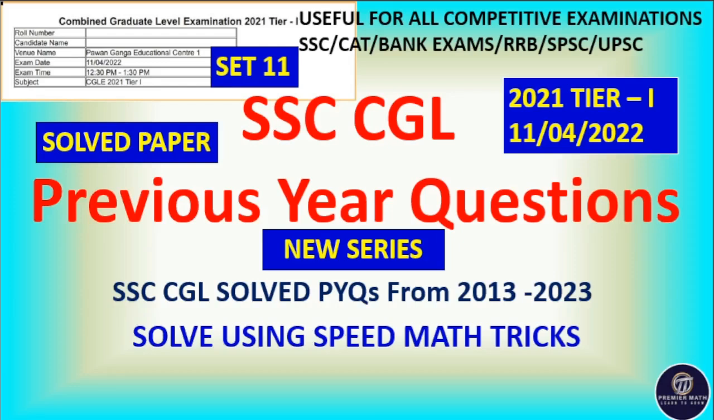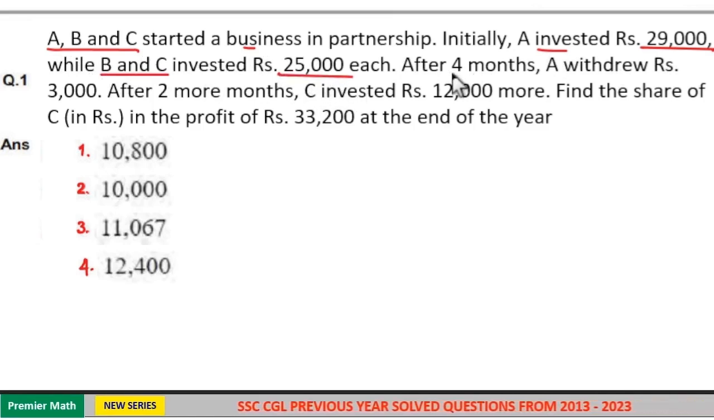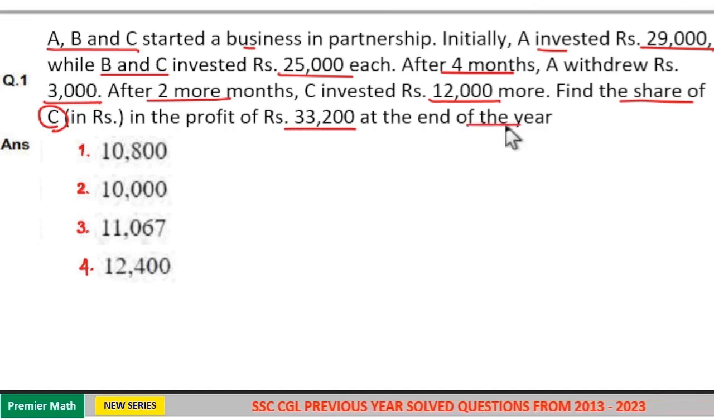Our first question is, A, B and C started a business in partnership. Initially A invested 29,000 while B and C invested 25,000 each. After 4 months A withdrew rupees 3,000. After 2 more months C invested 12,000 more. Find the share of C in the profit of rupees 33,200 at the end of the year.